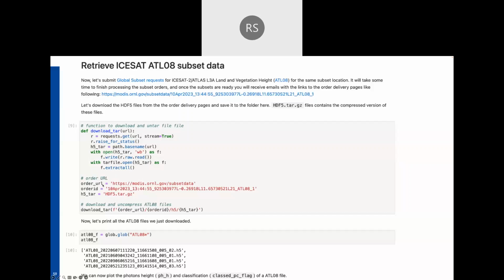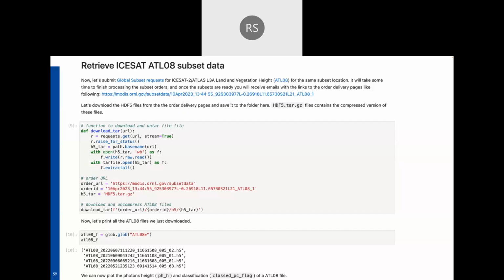Let's download the HDF5 files here. We are just calling that function from here, passing the order ID and the name of the compressed file to this function. When we have downloaded all the subset files, we can print them out here. Now we can see there are 4 ICESat-2 ATL08 files in our subset area.